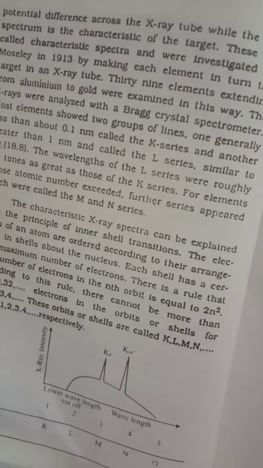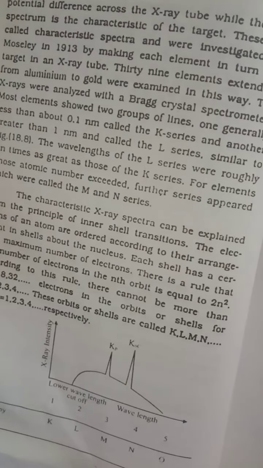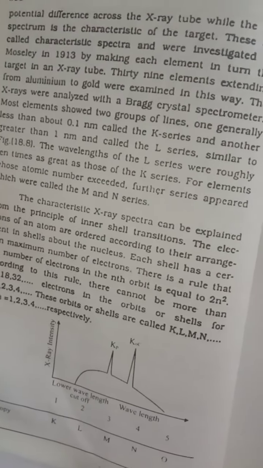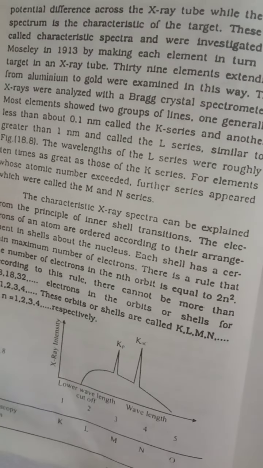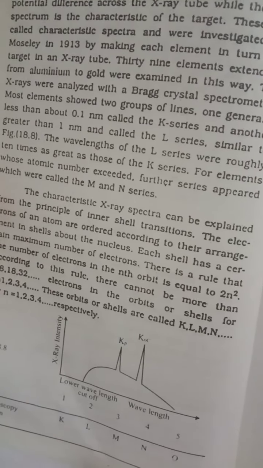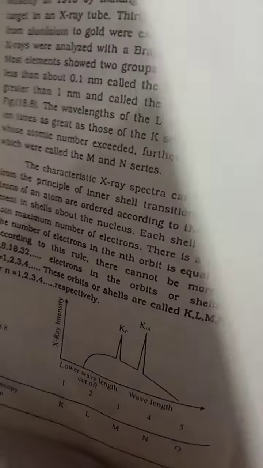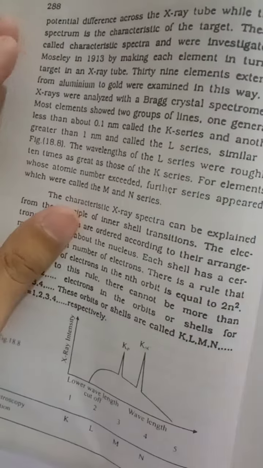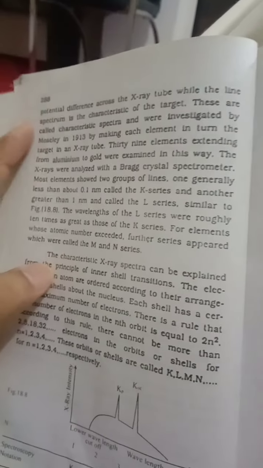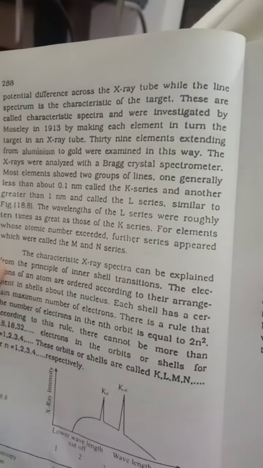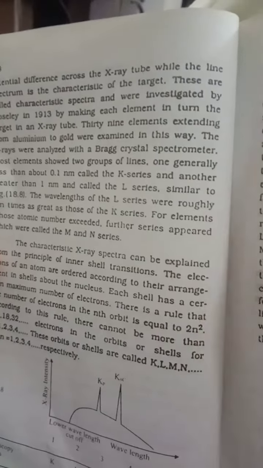These are called characteristic spectra and were investigated by Moseley in 1913 by making each element in turn the target in an X-ray tube. 39 elements extending from aluminium to gold were examined in this way. The X-rays were analyzed with a Bragg crystal spectrometer.